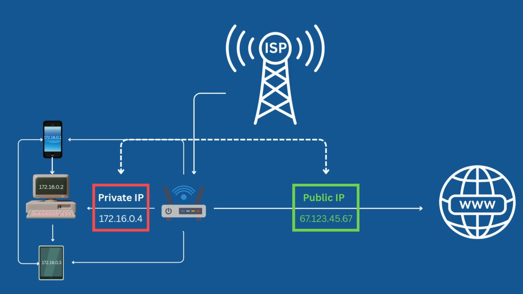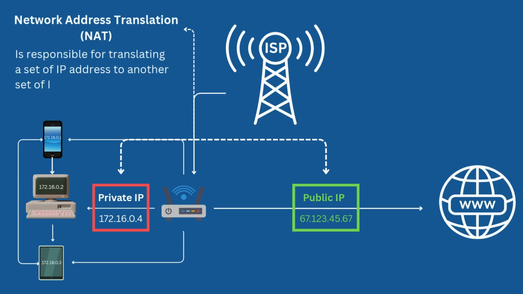And this translation from private IP to public IP is done by a service known as the Network Address Translation Service. This service is responsible for translating a set of IP addresses to another set of IP addresses, either from a public IP address to a private IP address or from a private IP address to a public IP address.